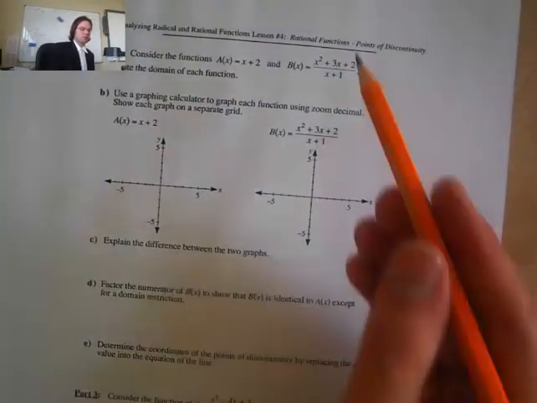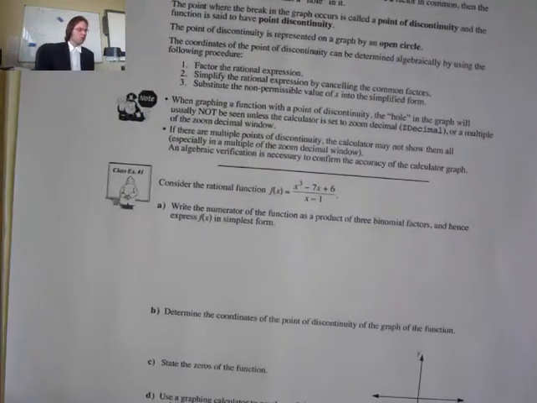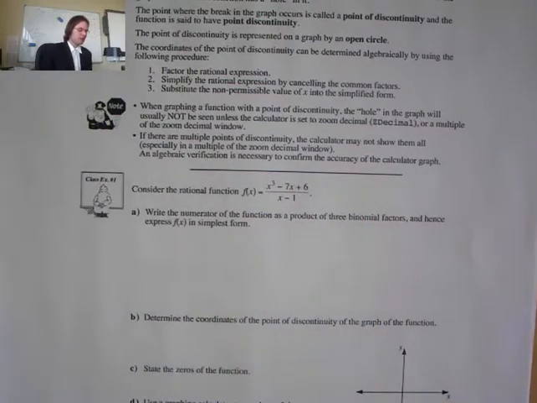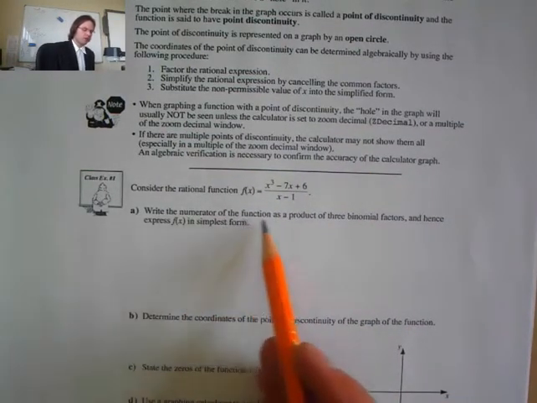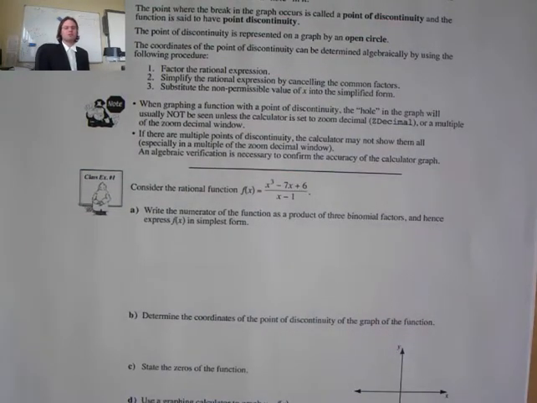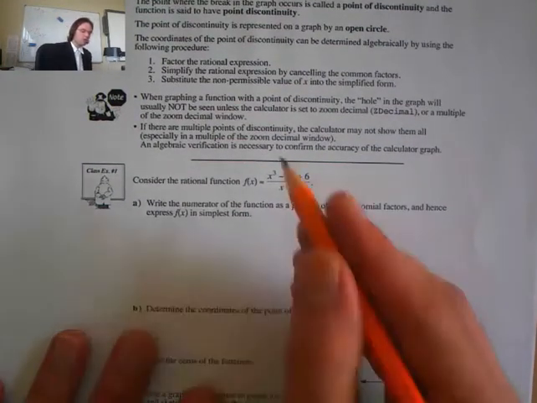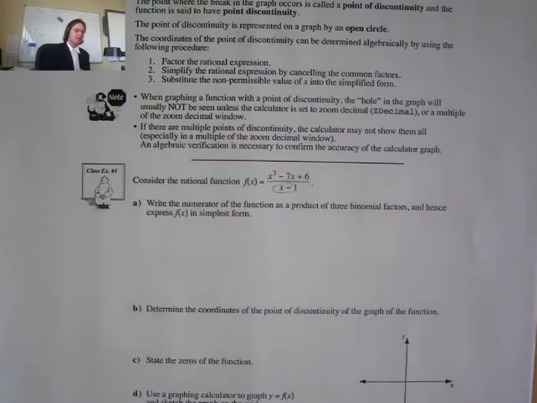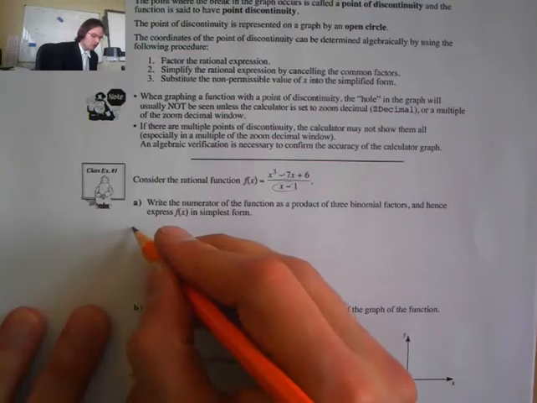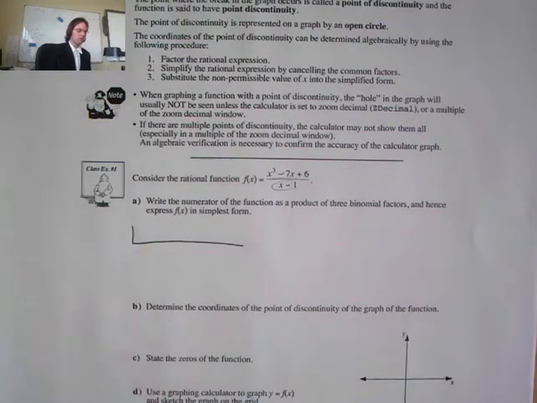I'm now going to skip this part here and show you the last one, because this is just for you to do, and we're going to work on the class example here together. So this one here says, consider the rational function, write the numerator of the function as a product of 3 binomial factors, hence express it in simplest form. So we first want to see if this could divide that. Alright? So I'm going to do my division that we learned a while ago.